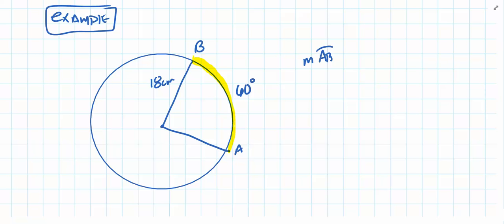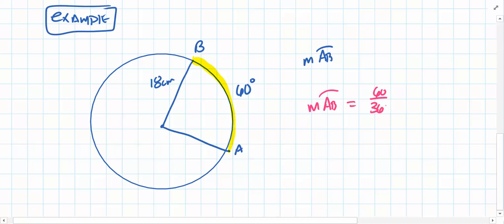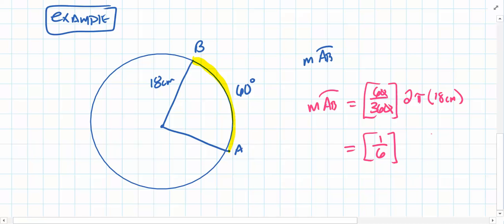So we're going to use the arc length formula. We're going to say the measure of arc AB has to be 60 of my 360 degrees. That's the part that represents, times 2 pi times the radius, which was given to be 18 centimeters. So 60 over 360 is 6 over 36, which is 1/6. Do you guys agree? Yeah. Times, what's 2 times 18? 36 pi centimeters. So if I divide 36 by 6, what do I get? I get 6 pi centimeters.